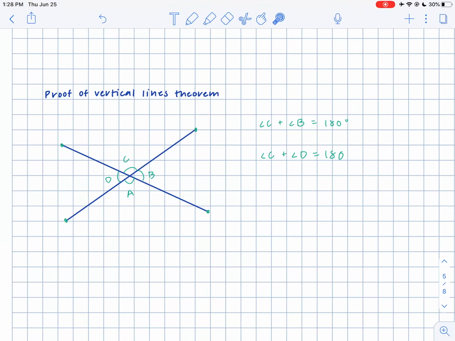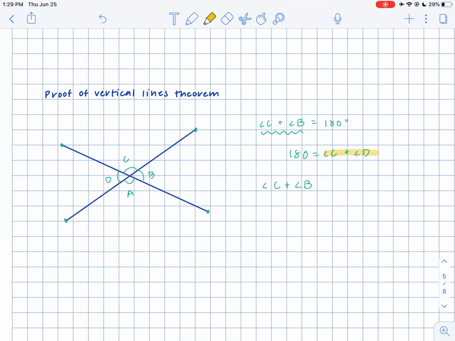So why don't we set these equal to each other? Why don't we take this 180 and just substitute it for this expression? Because this says, if we rearranged it for you to see, 180 equals angle C plus D. And I'm saying, why don't we just substitute angle C plus D for 180? Because they're the same thing, they're equal to each other. So let's go ahead and do that. We're going to keep this angle C plus angle B.